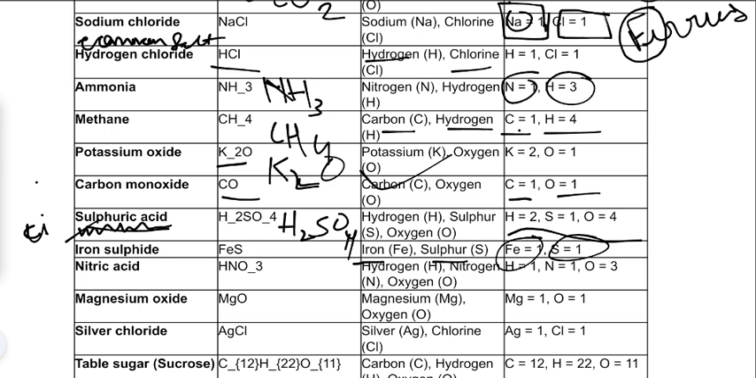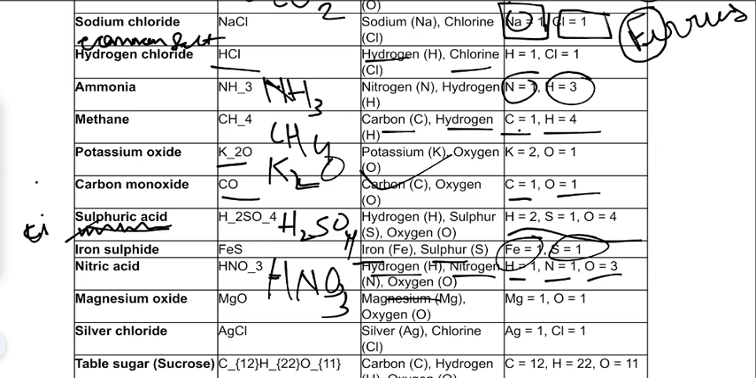Nitric acid. The chemical formula of nitric acid is HNO3. Again, the subscript, superscript mistake is there. This is the correct one, HNO3. Atoms present are hydrogen, nitrogen, and oxygen. 1 atom of hydrogen, 1 atom of nitrogen, and 3 atoms of oxygen form nitric acid.